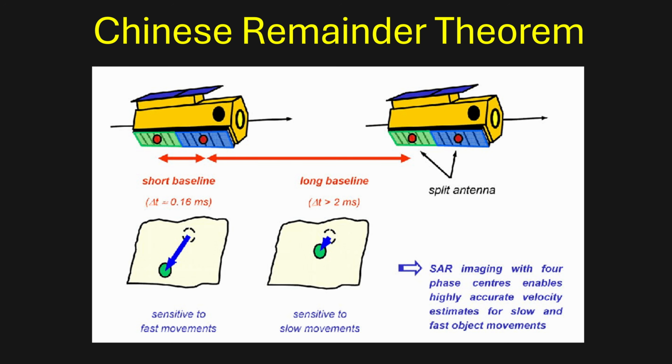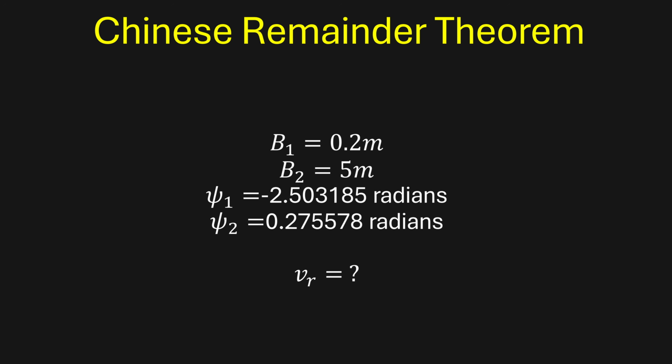We can solve this dilemma and this specific ambiguity problem by using 2 or more baselines with the Chinese remainder theorem. This theorem starts with our known values, which are the lengths of the baselines and the phase shifts from each baseline. I chose 20 centimeters for the smallest baseline, which normally aliases targets above 285 meters per second. We want to solve for the radial velocity.